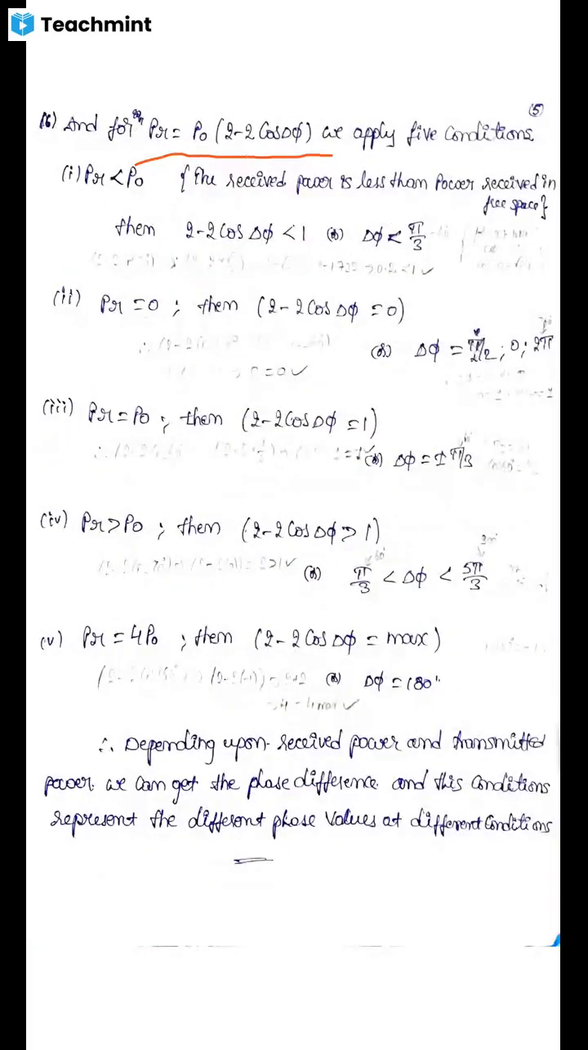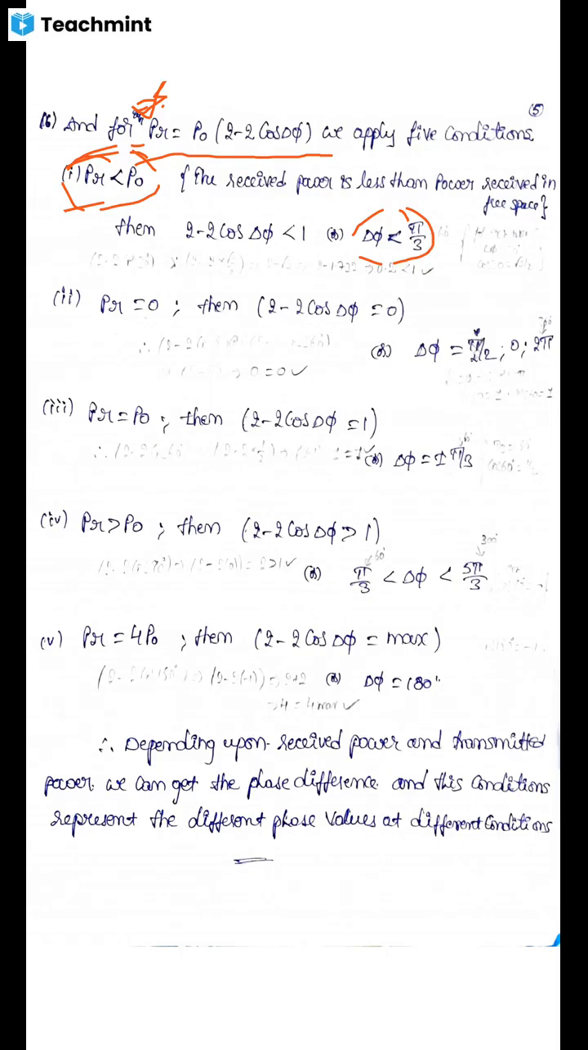From this expression we apply 5 conditions. Here PR is received power, and P naught is the received power in free space. For the first condition I am taking PR less than P naught, that is the received power is less than power received in free space. So for the first condition PR less than P naught, what del phi value should I take? Here I am taking del phi value as pi by 3.